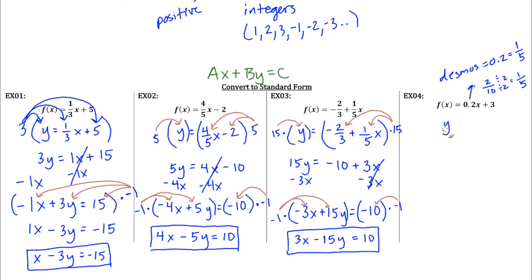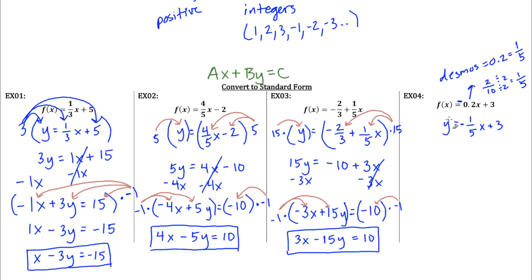So y equals 1/5 x plus 3. Now I assume that you know how to do this. So I'm going to change something here, okay? I'm going to make this a negative, this negative 0.2, just to make it a negative. So that would make this a negative.